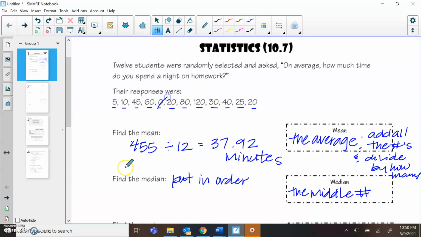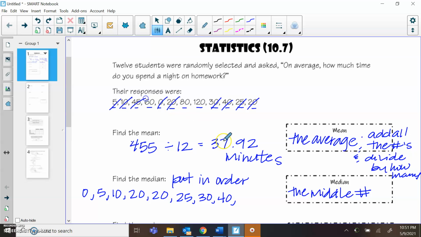So I would go through, 0 was the lowest. Then, let's see, we've got 5, 10, 20, 20, then 25, 30, 40, then 45, then 60, then 80, and 120. Now, it's always a good idea to go back and count and make sure that you did not miss any of those numbers. So 1, 2, 3, 4, 5, 6, 7, 8, 9, 10, 11, 12. So I got all 12 numbers.